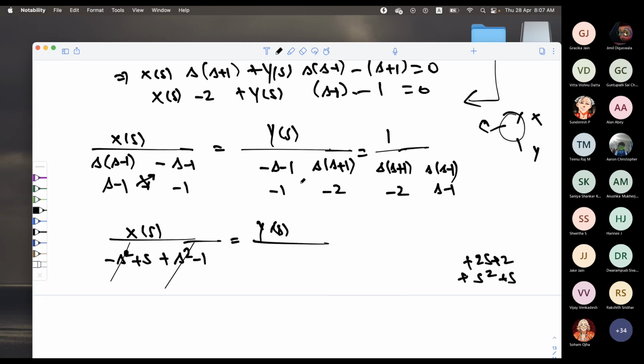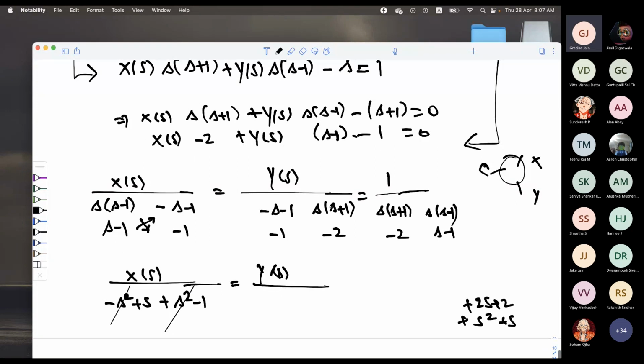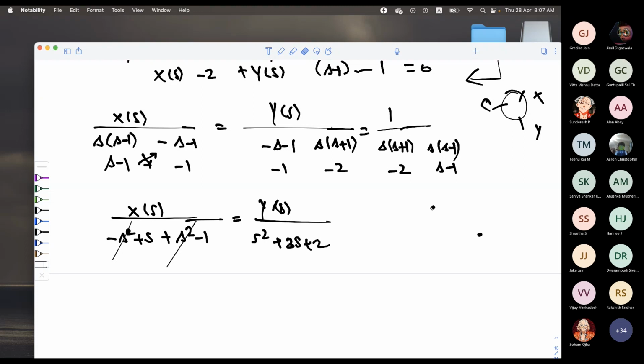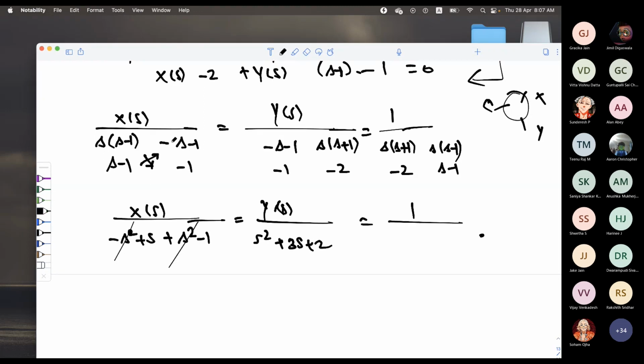So overall we are having 2s plus 2. It is s square plus 3s plus 2. Am I right? Students? Yes, sir. s square plus 3s plus 2. Give a proper value. So it is s square plus 3s plus 2.